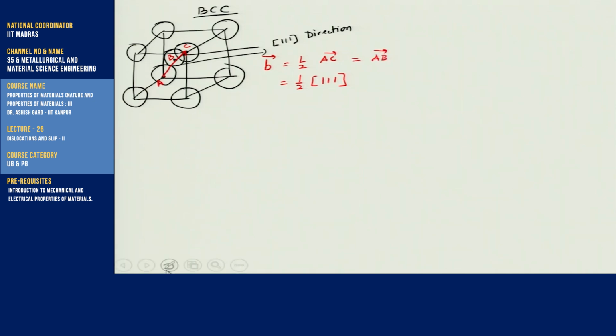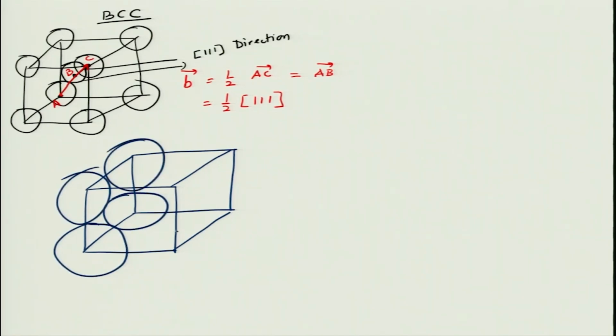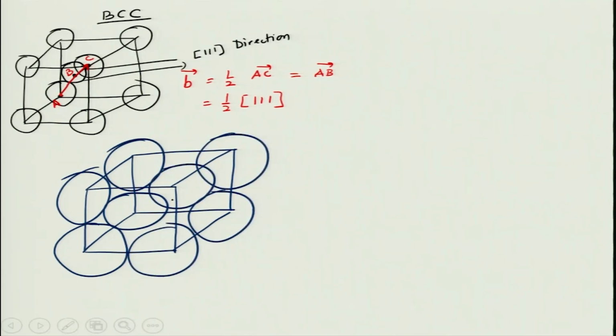If you take FCC, or let us take simple cubic first. So, this is simple cubic. Let us say this is the atom, and these all touch each other. When they are touching each other, the closest direction is the cubic direction, which is from here to here. So, this is the B, and this will be equal to 100.